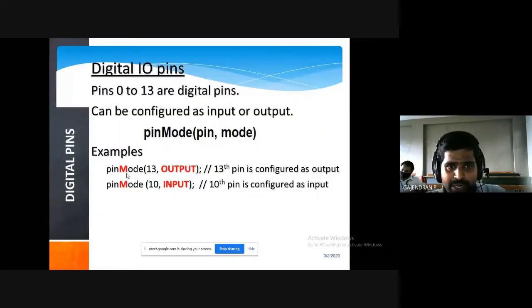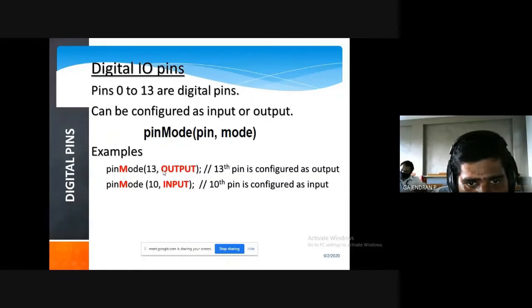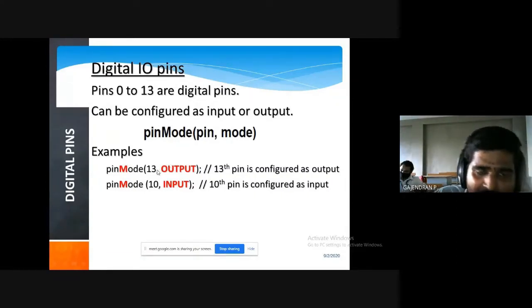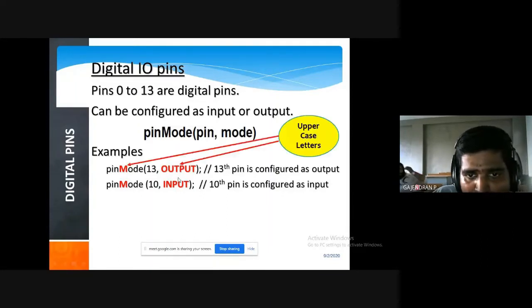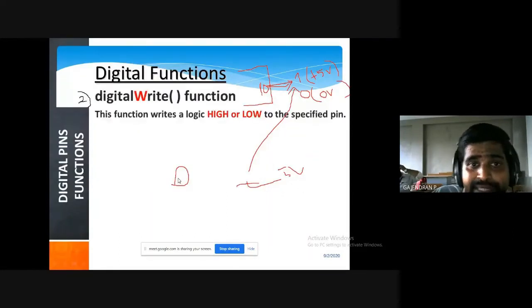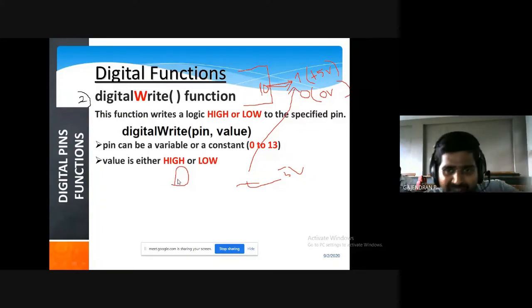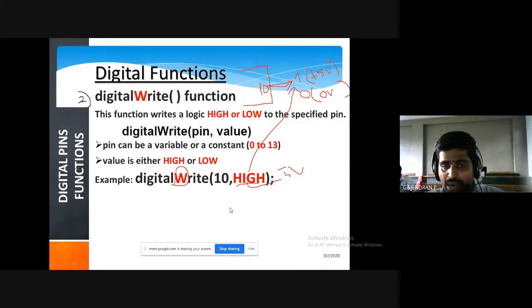What is the first one? pinMode 13, comma, or 10, comma. What are the digital pin units? Same pin you can use it. Then input or output. Then how to create the logic. This is the write function. Write means what? Arduino is going to write something into the external environment. Okay, take it in that way.